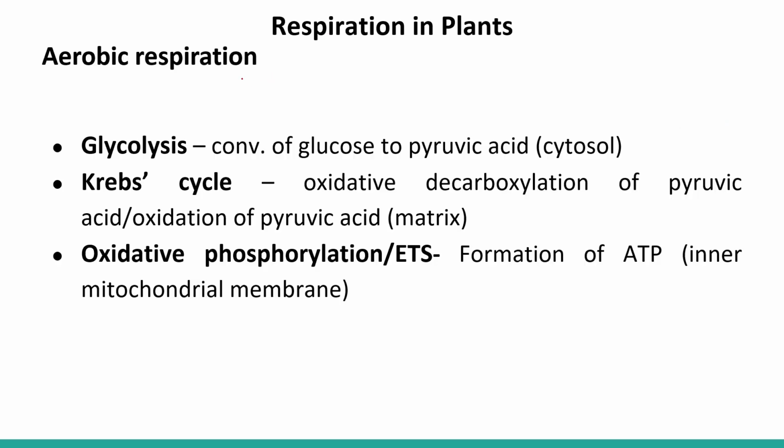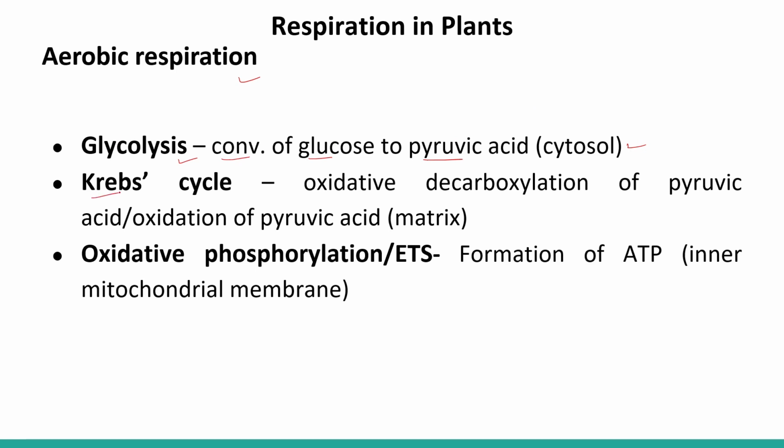Now let's first talk about aerobic respiration. Aerobic respiration consists of three steps, or you can say three pathways. The first one is glycolysis. Glycolysis is the conversion of glucose into pyruvic acid, and this takes place in the cytosol or the cytoplasm of the cell.